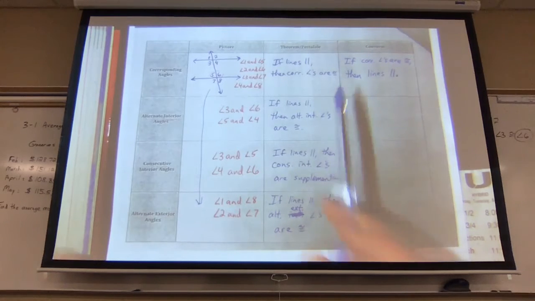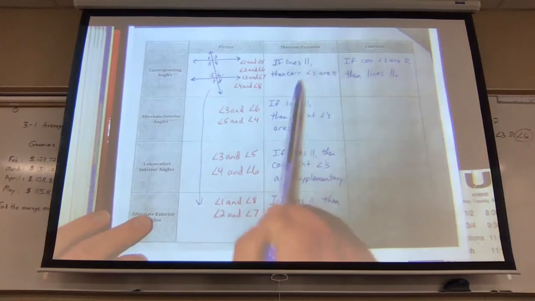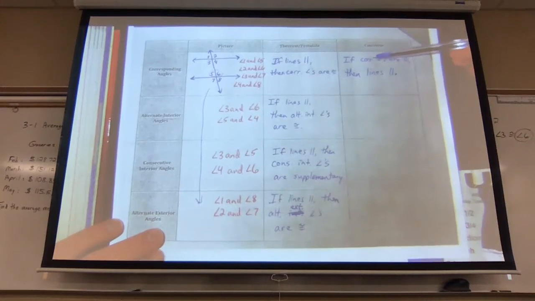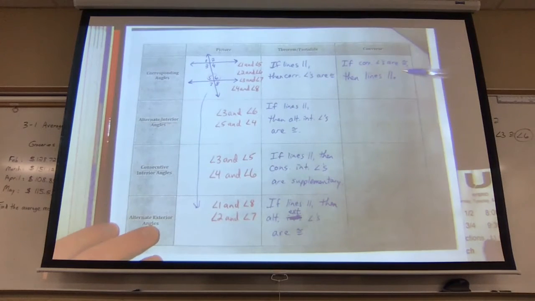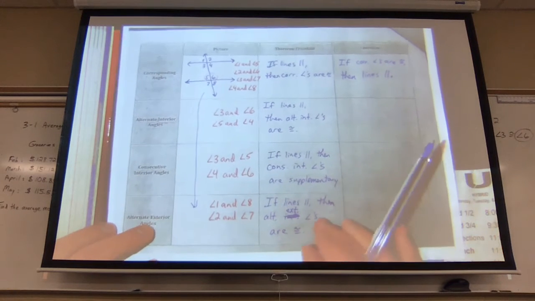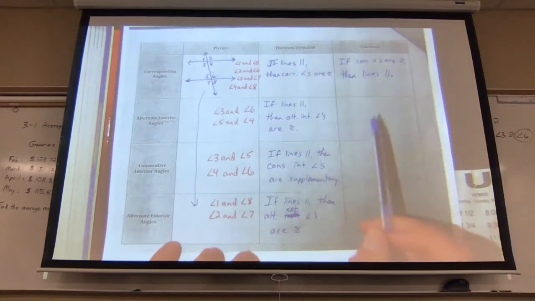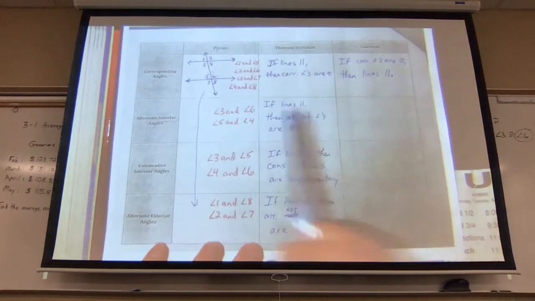So now that's going to work both ways. If you know the lines are parallel, then we know our corresponding angles are congruent. But it also goes the other direction. If we know the corresponding angles are congruent, then that's enough to tell us the lines are parallel. And then we'll just work our way right down the line. It's going to be the exact same thing with each of these. We're just going to flip the if-then statement around.